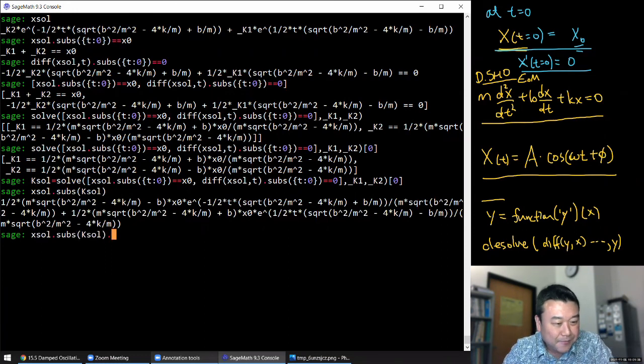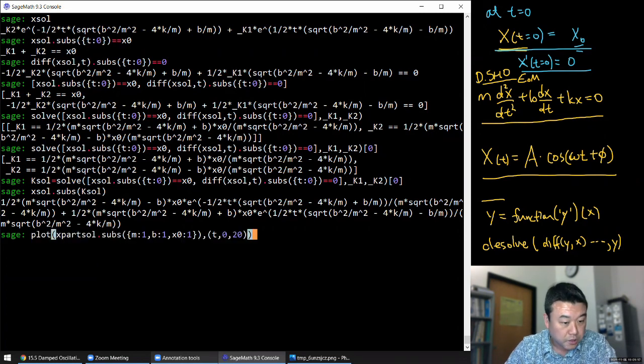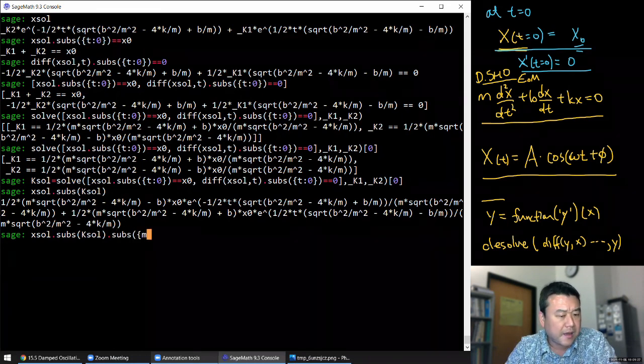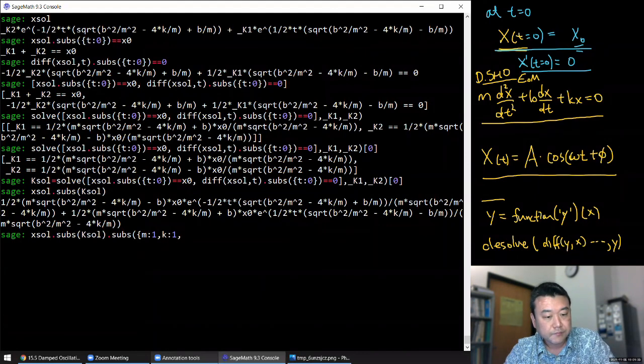Okay, now I can plug in the other parameter values. The parameters I put in have to be consistent with this assumption, which means my b value has to be reasonably large. So I can do xsol subs ksol, and then substitute in the parameters. For consistency's sake, I'll say my m is still 1, my k is still 1, but my b will be, I don't know, something large like 3. So it's a slightly overdamped case. I think a 2 was the critically damped case.